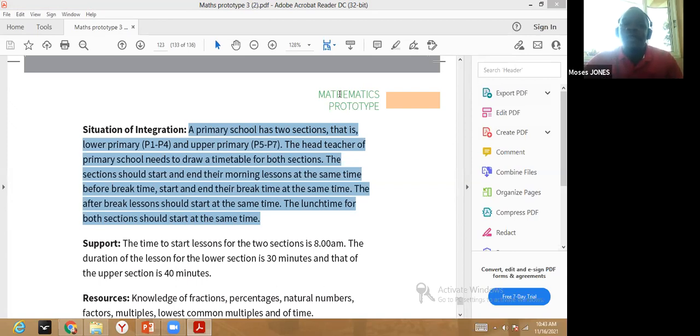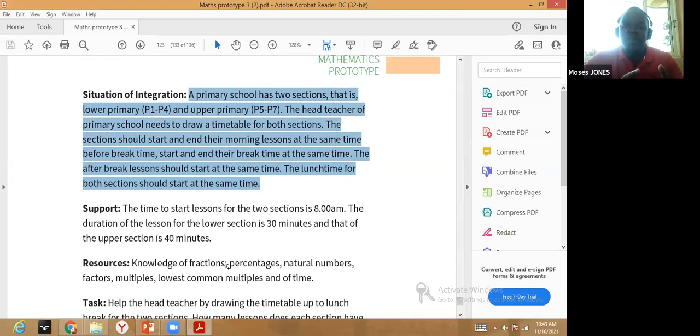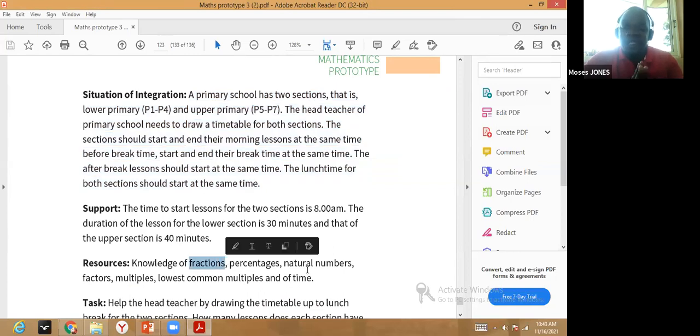They can tell you to schedule maybe the different flights for an airport. You can be told to do so. Can you use the knowledge of telling time, the knowledge of coming up with timetables, the knowledge of percentages? Okay. So for you to come up with this timetable, look at the knowledge you should be having. Fractions. You must be knowing the knowledge of fractions. You must have knowledge of percentages, numbers, LCM, and so many other things.